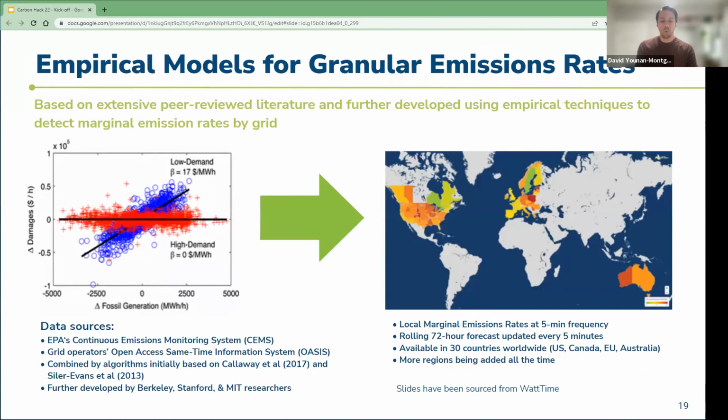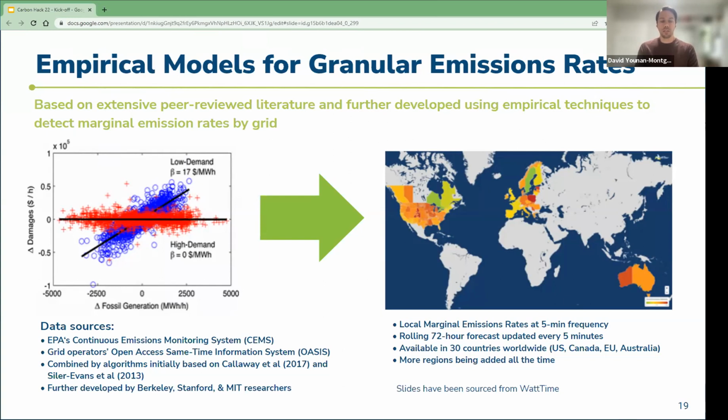And so how WattTime does this, we take an empirical approach, which is based on publicly available continuous emissions monitoring system data. So that tells you the emissions of all the major thermal power plants. And then we look also at the publicly available generation data, hourly generation data that's very easily accessible in North America, Europe, and all the places that we cover.